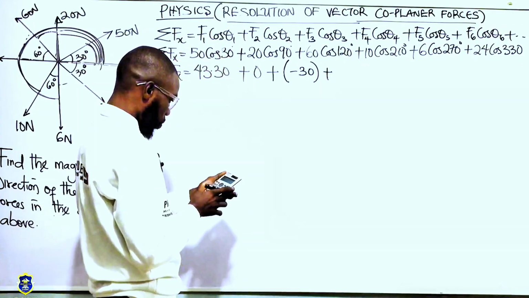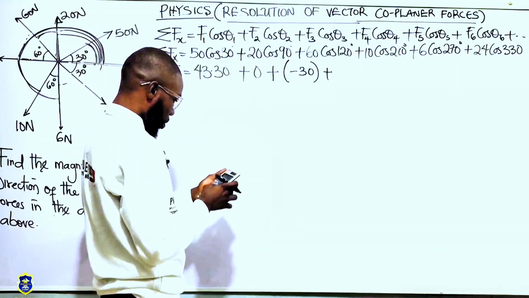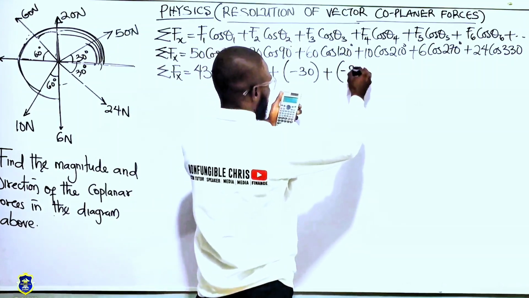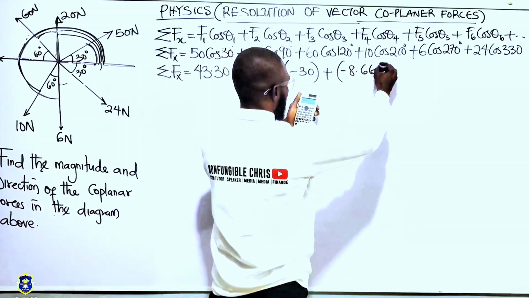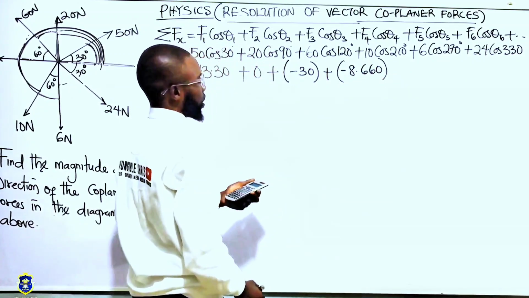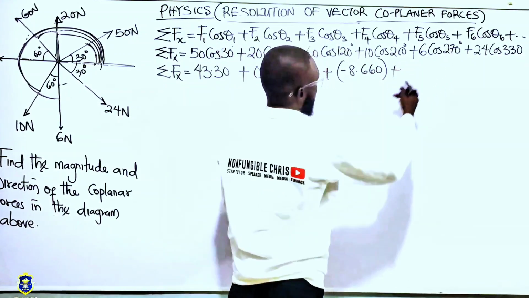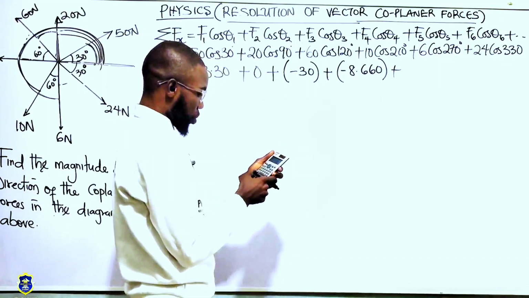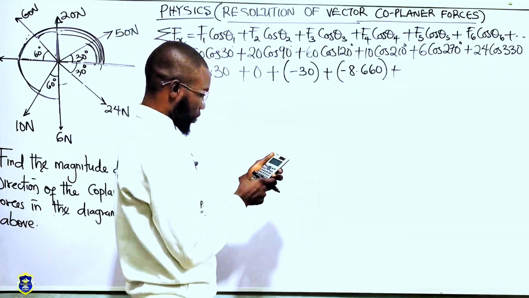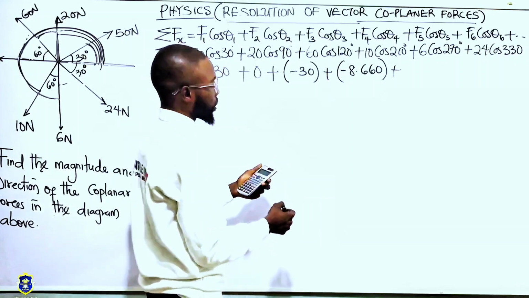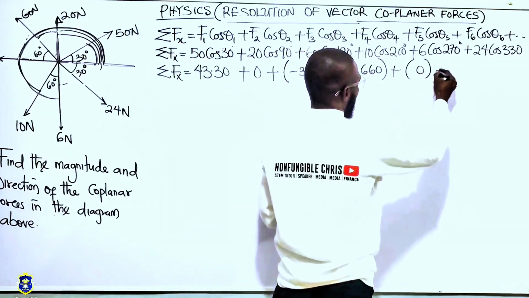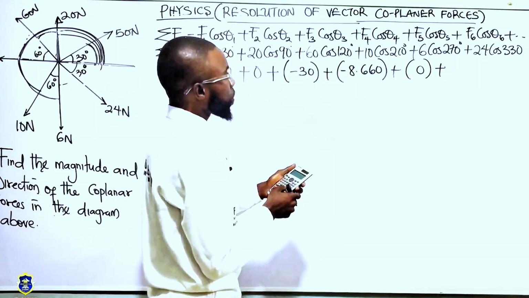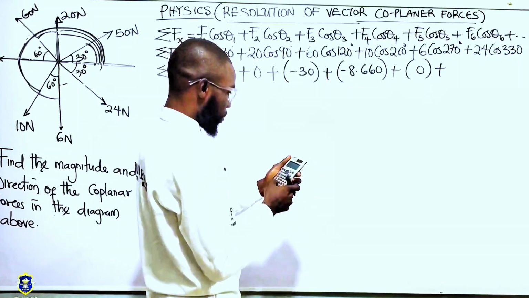10 cos 210. What do we have? We have minus 8.660, right? And then let's try 6 cos 270. Use your calculator, please. What do we have? We got 0. So with this we have 0, plus 24 cos 330. What do we have?